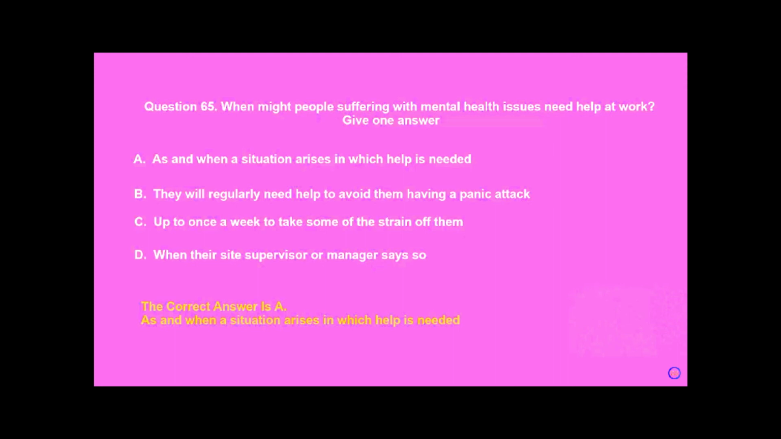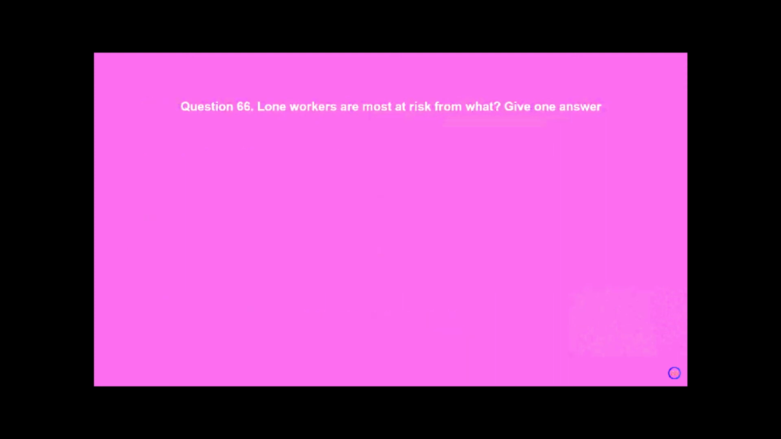Question 66. Lone workers are most at risk from what? Give one answer. A. Humiliation. B. Paranoia. C. Sleeplessness. D. Violence. The correct answer is D. Violence. Question 67. Who should drive company vehicles?